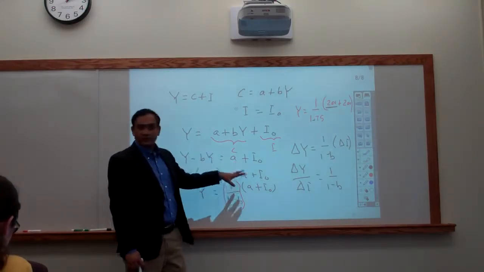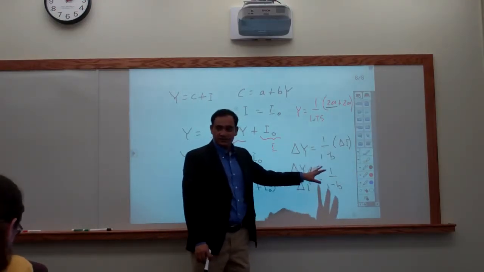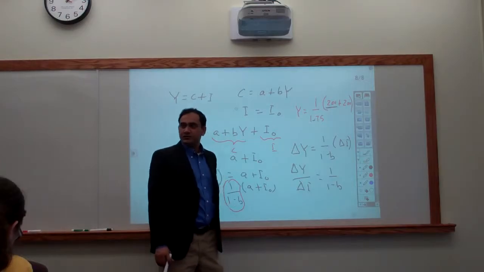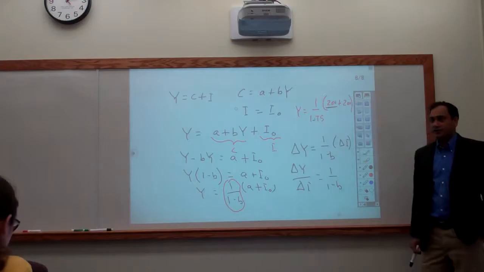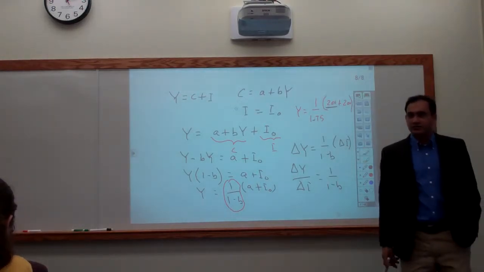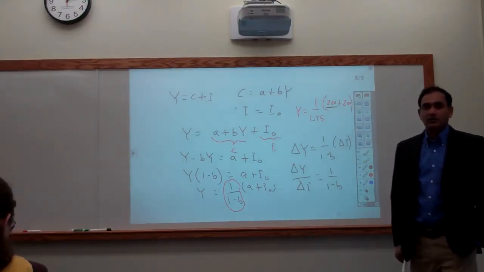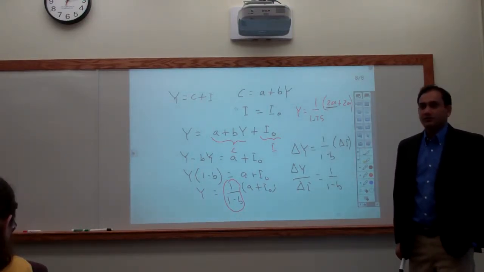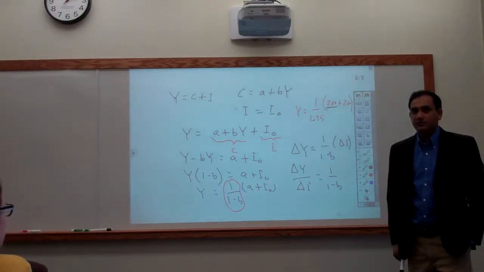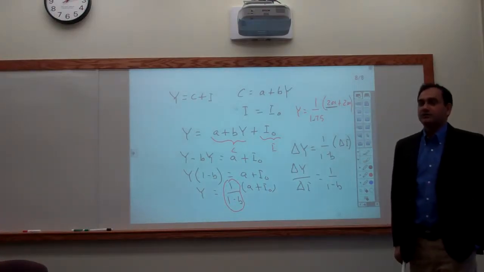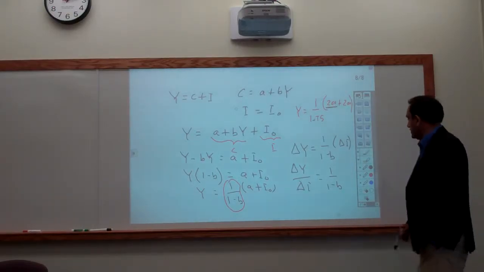So don't worry about the derivations. Try to remember this. This is what you have to know. So the investment multiplier is this, 1 over 1 minus b. What is b in this expression? It's the slope of the consumption function. What do you call it? MPC, marginal propensity to consume.